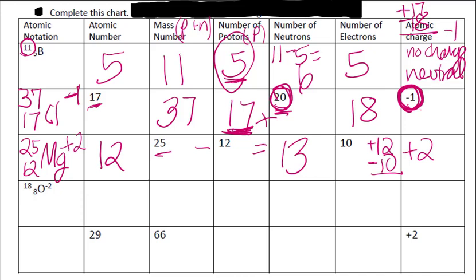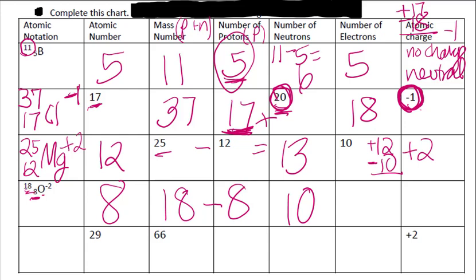All right. Let's look at this next one. It tells me that it's oxygen, and that bottom number 8 is its atomic number, and that's how many protons I have. It tells me right here that my mass number is 18, so 18 minus 8, that means I have 10 neutrons. It also tells me that I have a -2 charge, so that means 2 more electrons than protons. I have 8 protons, so I must have 10 electrons. And we could double check this: 8 positives, 10 negatives, 8 minus 10 is -2. Yep.